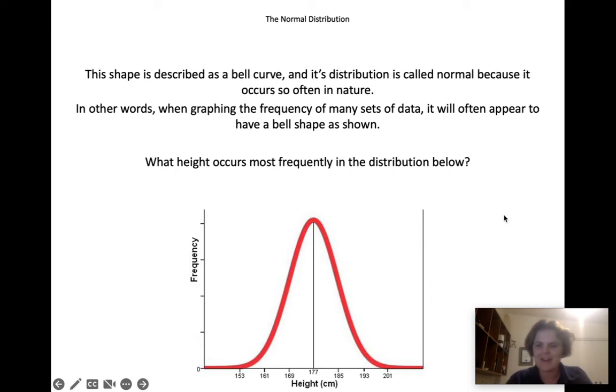Now, just to check that you're understanding everything, pause and consider what height occurs most frequently in the distribution below. Can you read this graph and see what is the most common height for people to have? I hope you got that as 170 centimeters tall, because you can see here that is where the frequency is the highest.